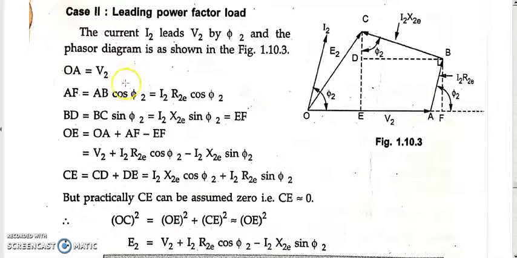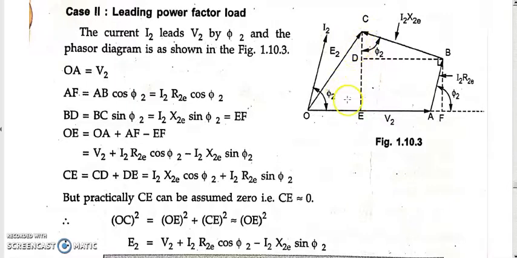Hello guys, this video is in continuation of your earlier class. We were discussing derivation of voltage regulation for leading power factor load. We were here in the last class, discussing Pythagoras theorem for this OCE. So OC square is equal to OE square plus CE square. Like I told you, the angle between OC as well as OE or OA, you can consider it as alpha. Since alpha is very small, you can ignore it to 0.